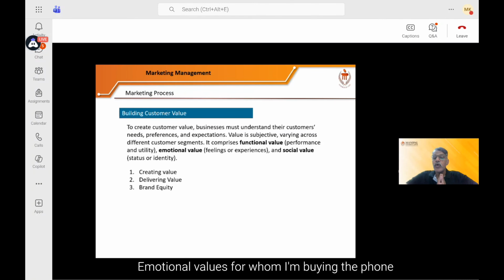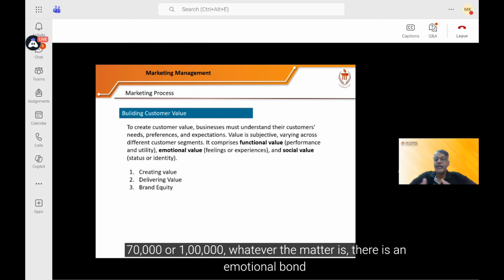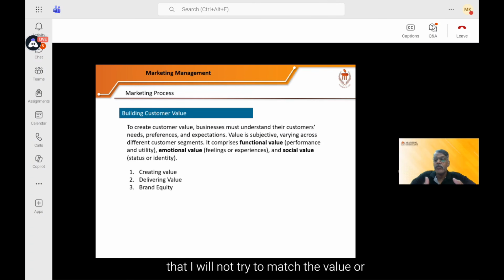Emotional values. For whom am I buying the phone? I purchased a phone for my wife. So there is an emotional bond. 70,000 or 1 lakh, whatever the price is, there is an emotional bond. So I will not try to match the value or price when it comes to emotion.